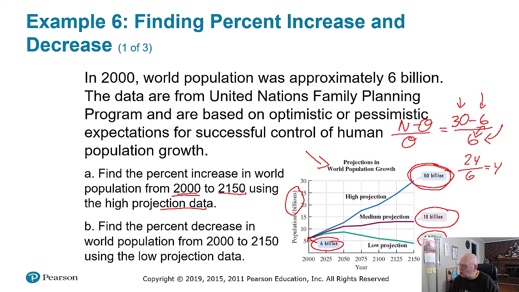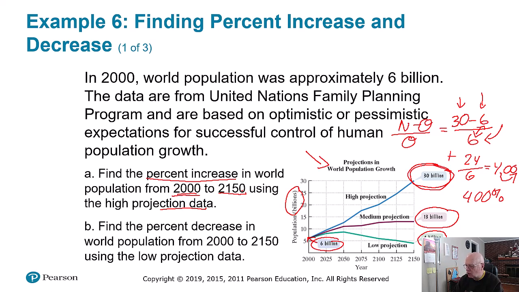We change that to a percent. Don't write that as 4%. 4.00. Move the decimal point 2 places. 400%. There we go. And that's the percent increase, because notice it went up because this is positive, so it's an increase.